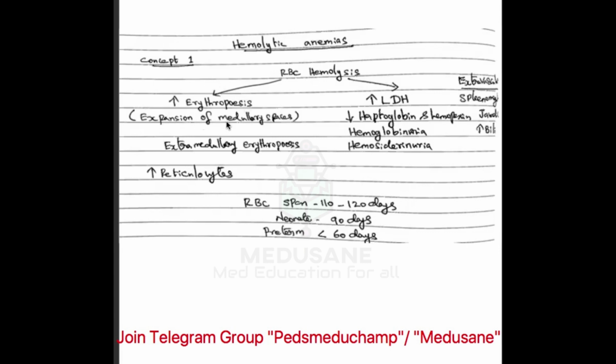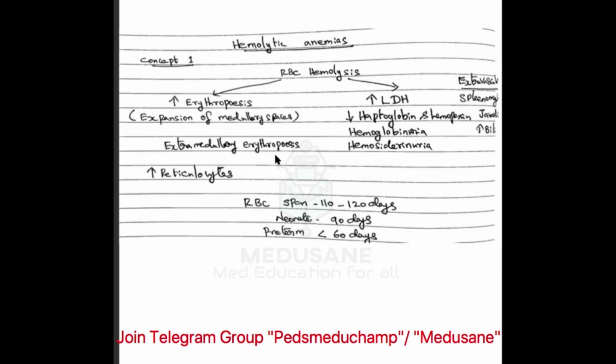Automatically the medullary spaces are going to expand, and you have all those skeletal deformities, especially in thalassemia. You look at the maxillary prominence, frontal bossing, and all those are because of the increased erythropoiesis and the expansion of medullary spaces. Also, you have extramedullary erythropoiesis other than the bone marrow. Where are those places? Your liver and spleen. Spleen is the major place of extramedullary erythropoiesis.